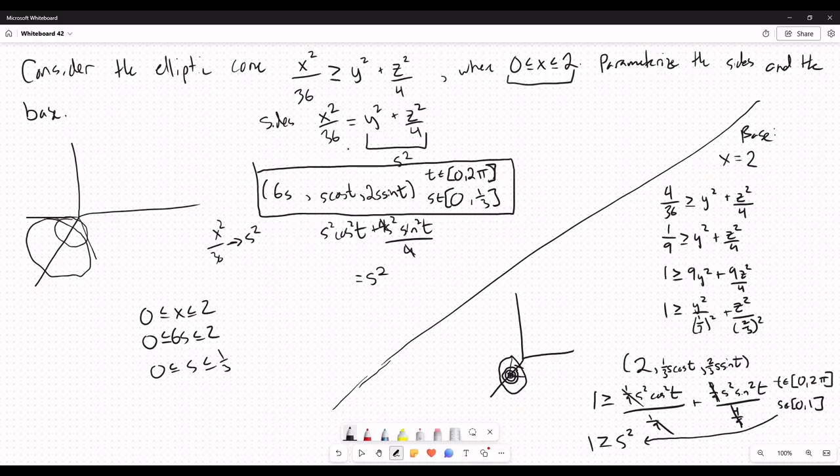So there we go. We have a parameterization for both the sides and the top, and in both cases we found out what the s and t values are going in between. So there you go. That's a few different parameterization problems relating to cones.